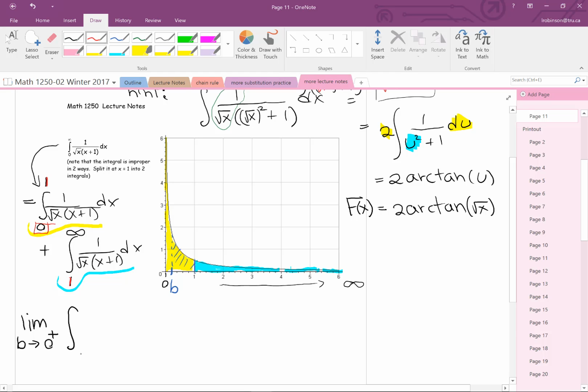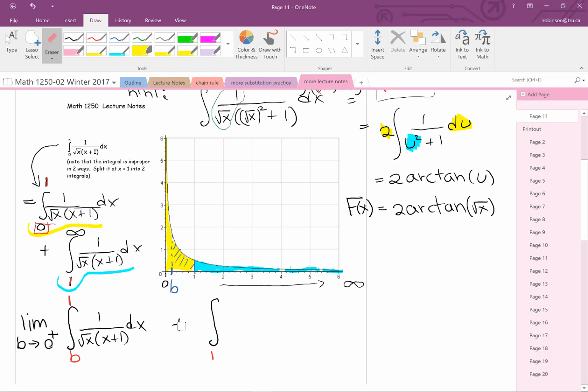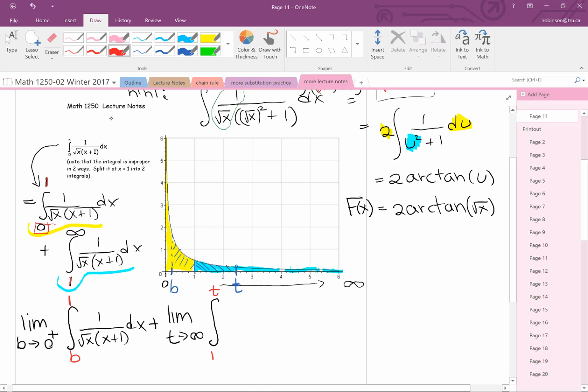So that's the one that gets replaced with B. From B to 1 of 1 over root x times x plus 1 dx. And then the second part is going to be the integral from 1 to infinity, but I guess we need to put a limit on that one too. So here we'll call this, say, t. And we'll take the integral from 1 to t, and then we'll take the limit as t approaches infinity. So we replaced infinity with t, but then we have to put this limit as t approaching infinity. Here we replaced 0 with b, so we have to take the limit as b approaches 0.